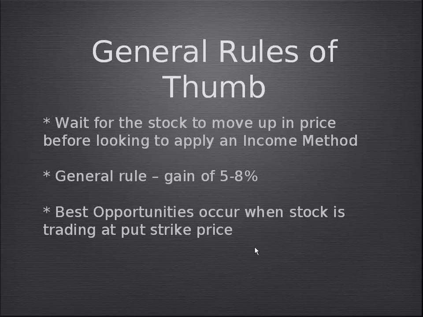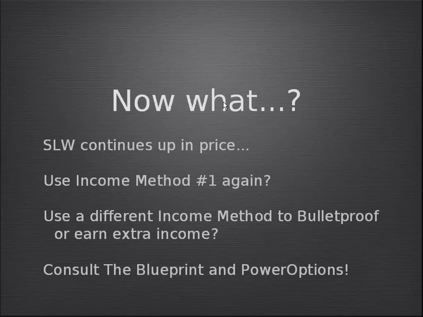The second is the at the money bell curve, where we want to buy options that are typically in the money when the time premium is low, and we're going to sell options that are at the money once the stock has moved up in price to get the higher time value.